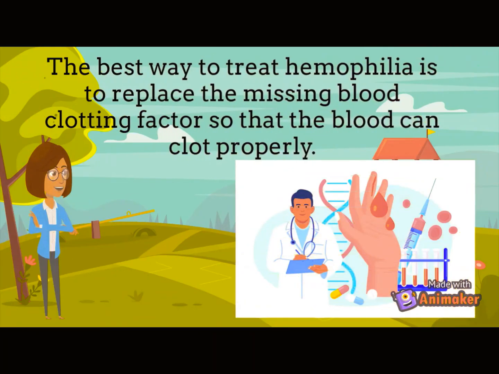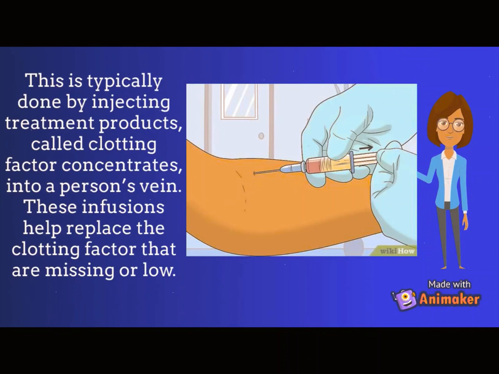Treatment. The best way to treat haemophilia is to replace the missing blood clotting factor so that the blood can clot properly. This is typically done by injecting treatment products, called clotting factor concentrates, into a person's vein. These infusions help replace the clotting factor that is missing or low.